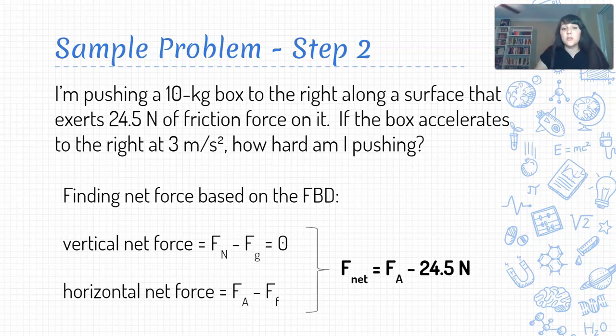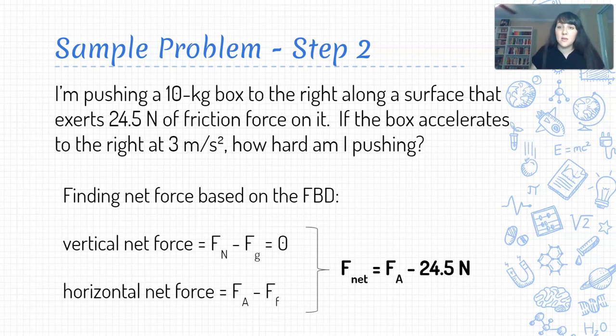And I happen to know that the friction force is 24.5 newtons, so I can go ahead and just plug that right in now. But I don't currently know what the net force is, and I don't currently know what the applied force is. So this equation isn't enough to allow me to solve because I have two unknowns in here, and I need to have just one unknown in order to be able to solve it algebraically, okay? The good news is this is where Newton's second law comes into play.